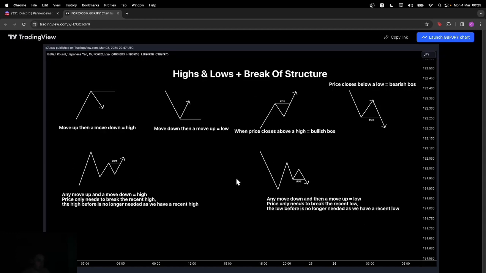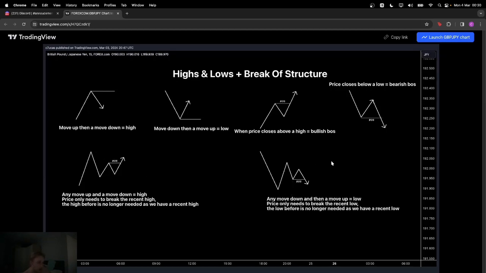And this was the more advanced examples, which caught my student out a little bit. We put a bit of work into this. Any move up and a move down equals a high. Price only needs to break the most recent high. The high before is no longer needed as we have a recent high. So this was the high until we made a new high, and then we wrote structure. Doesn't need to break this one.